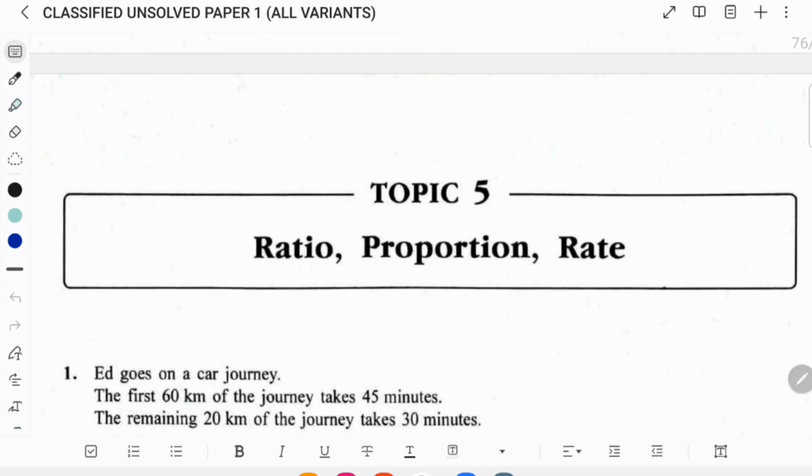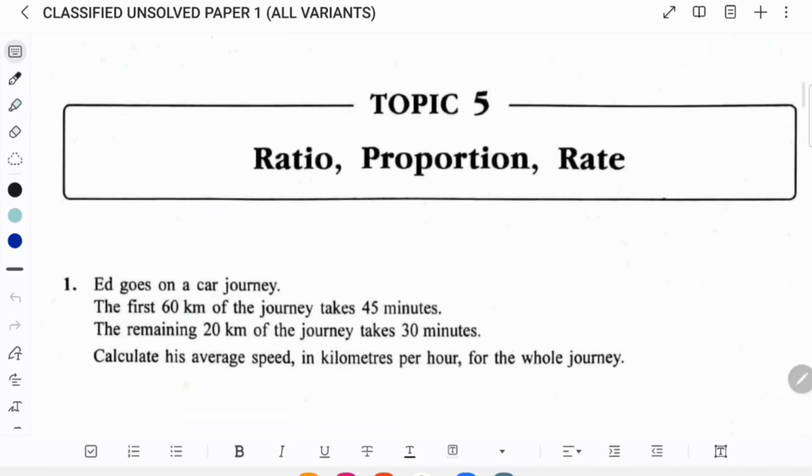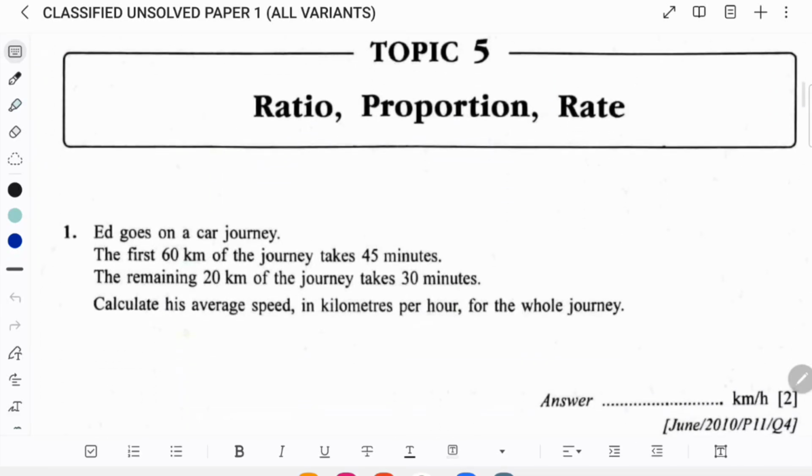So let's begin. The question is, Ed goes on a car journey. The first 60 kilometers of the journey take 45 minutes. The remaining 20 kilometers of the journey takes 30 minutes. Calculate his average speed in kilometers per hour for the whole journey.